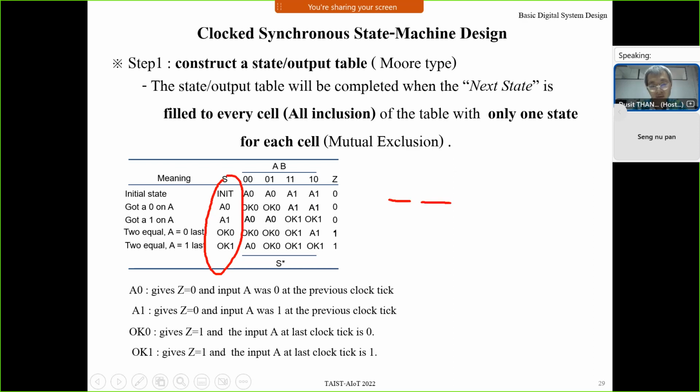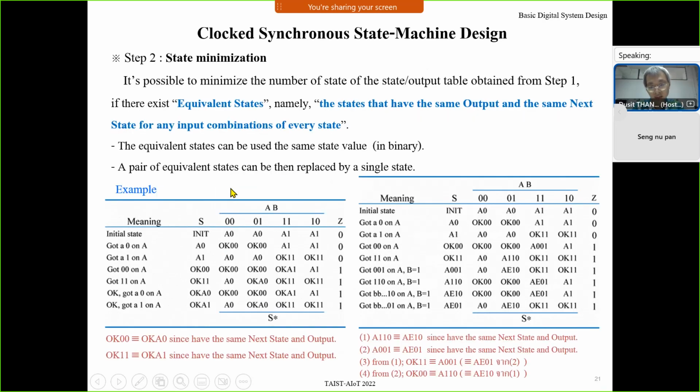That means you can use only 3 bits or 3 flip-flops, right? Okay. So at the beginning, don't worry about whether it's the minimal number of states or not. You can do and complete all of this. But when you complete this one, you must consider: is there some equivalent state or not?